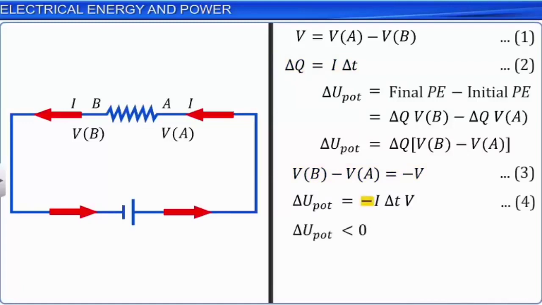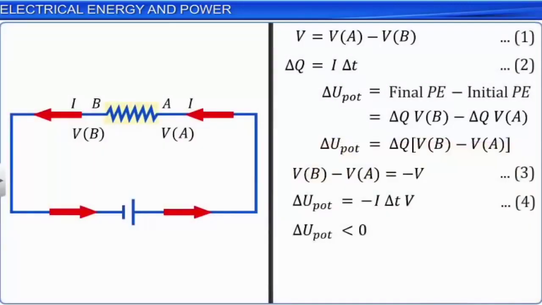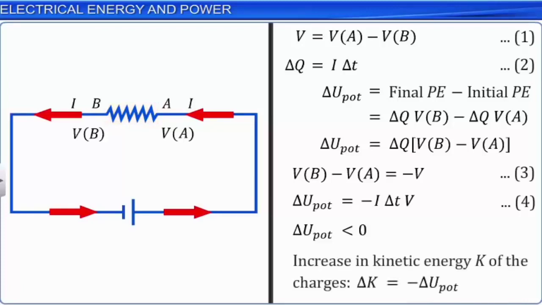The law of conservation of total energy states that the total amount of energy in an isolated system remains constant over a period of time. Applying the law of conservation of total energy between points A and B, since the potential energy of the charge is decreasing, its kinetic energy must increase. Therefore, an increase in kinetic energy K of the charges is expressed as delta K is equal to minus delta U potential.